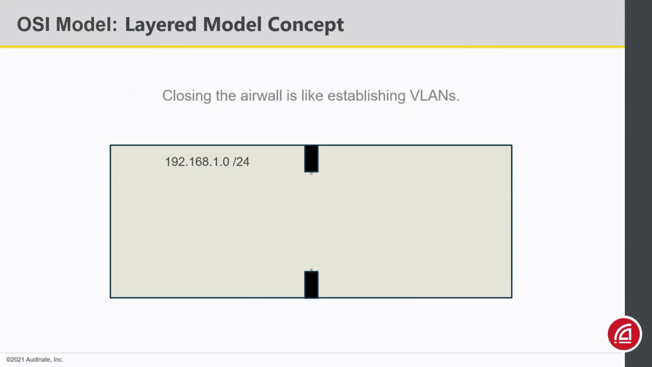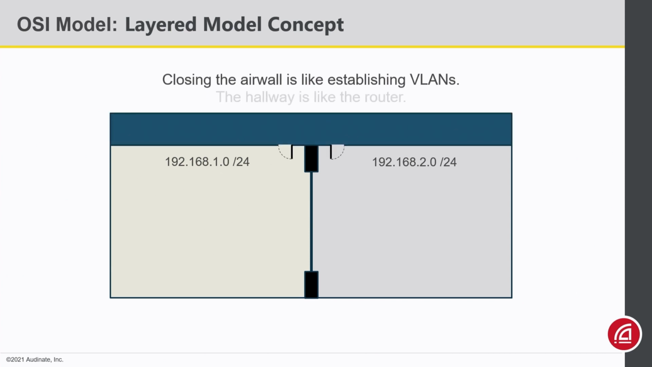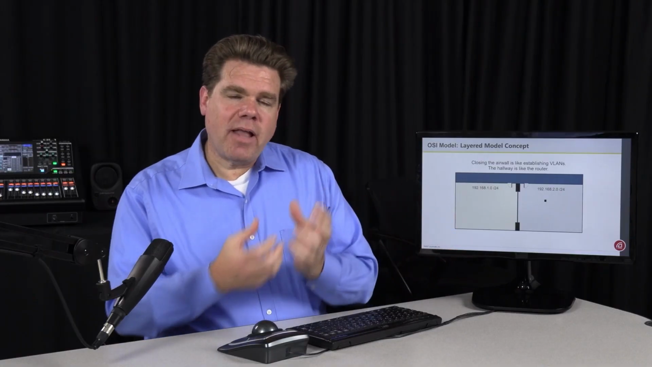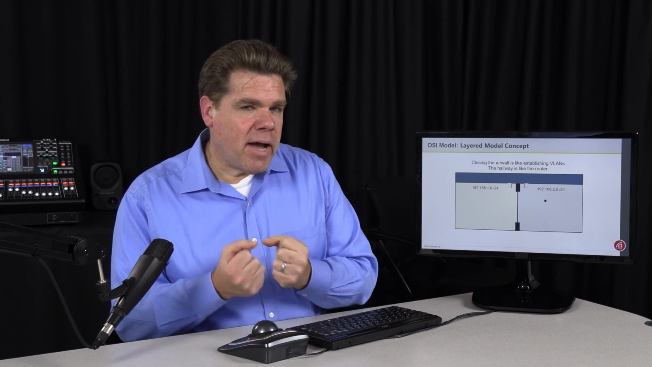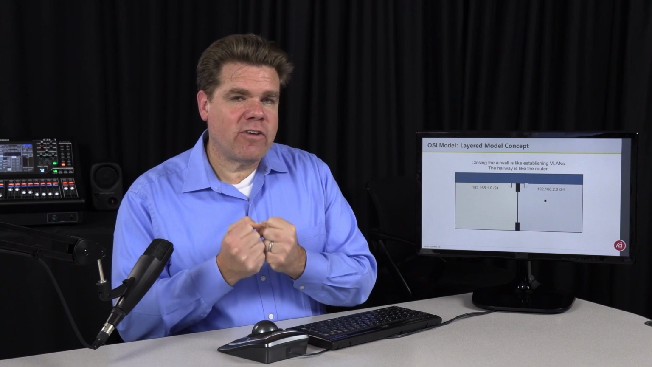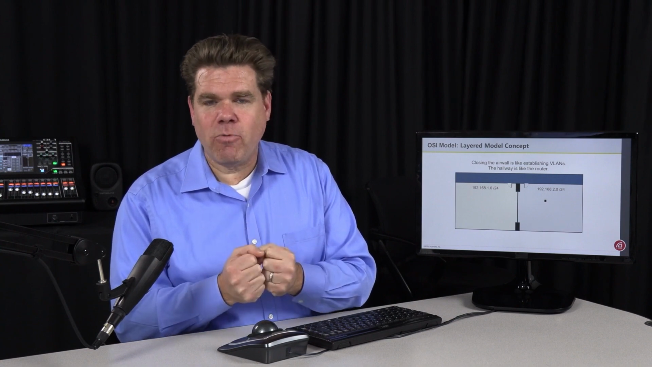When we close the air wall and break it up, that's like creating VLANs. Of course, if we wanted completely separate networks, then we're totally fine. But if we wanted to allow some connectivity between VLANs, that's like the hallway outside acting as a router, allowing people to move between the rooms. Now, this analogy seems so obvious in a meeting space, and yet when we apply it back to the network, it might not be sitting well just yet, because we haven't really talked about the purpose of the air wall.